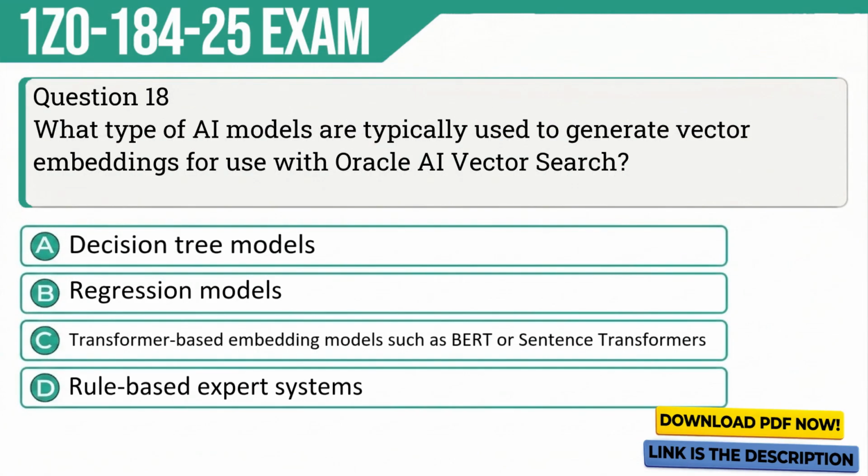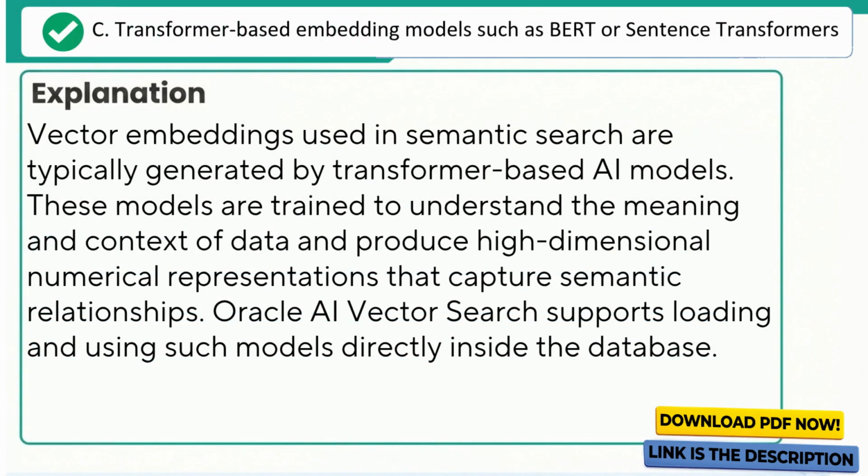Question 18. What type of AI models are typically used to generate vector embeddings for use with Oracle AI vector search? A. Decision tree models. B. Regression models. C. Transformer-based embedding models such as BERT or sentence transformers. D. Rule-based expert systems. Correct answer: C. Transformer-based embedding models such as BERT or sentence transformers.